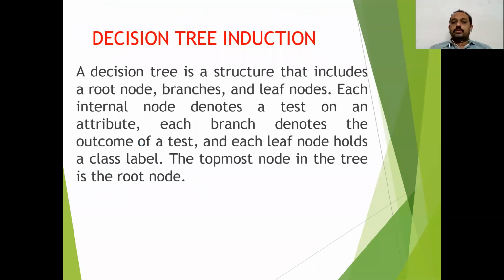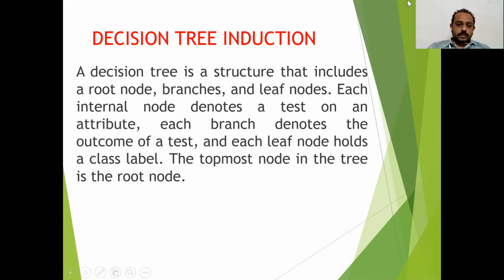So listen. A decision tree is a tree structure with a root node, internal nodes, branches, and leaf nodes. Each internal node denotes a test on an attribute. Each branch denotes the outcome of the test, and each leaf node holds a class label. The topmost node in the tree is known as the root node.